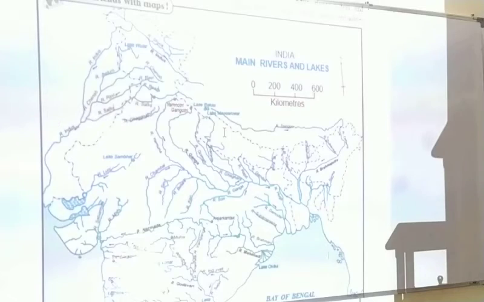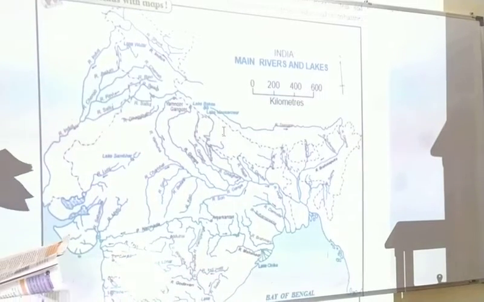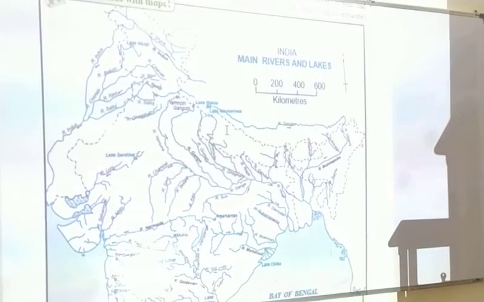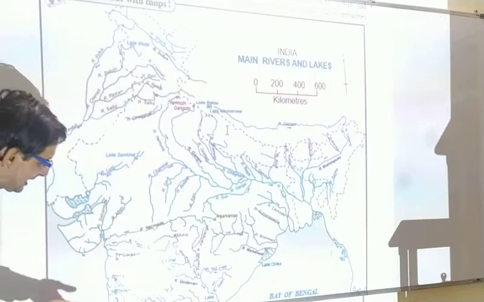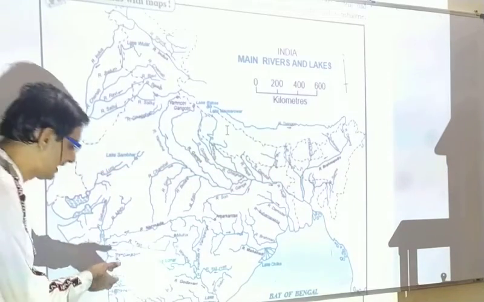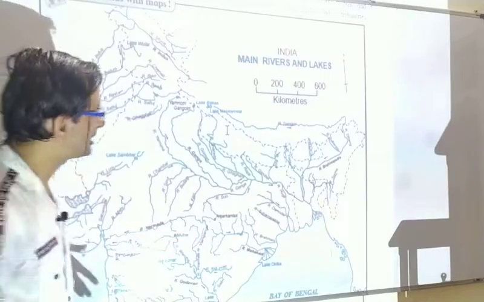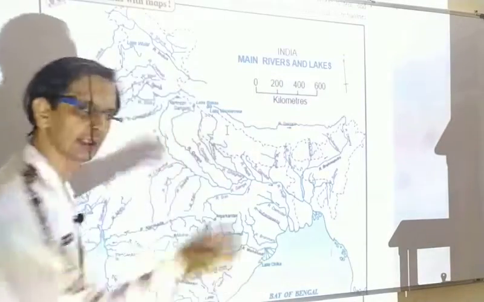Now, the peninsular river system can be divided into east flowing as well as west flowing. West flowing means meeting the Arabian Sea, those rivers meeting the Arabian Sea. East flowing means those rivers which are meeting the Bay of Bengal.